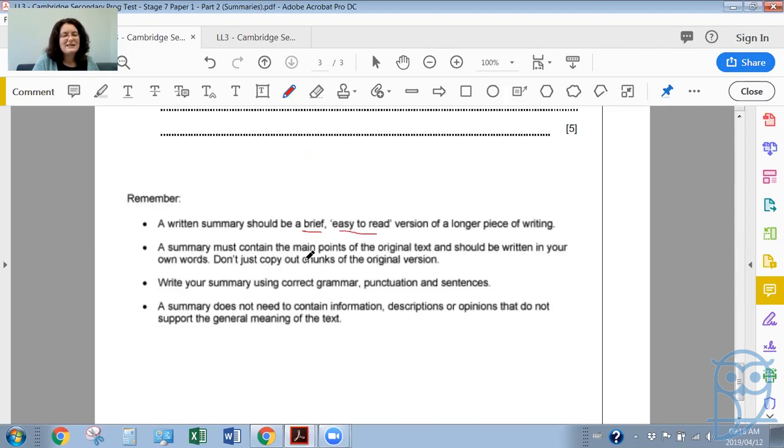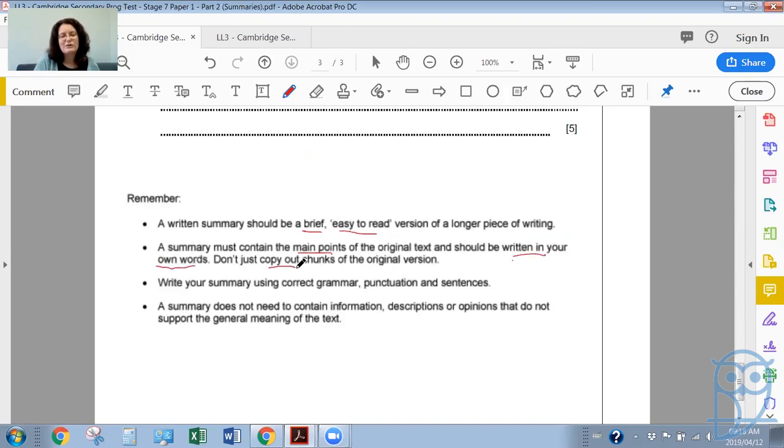A summary must contain the main points of the original text. And this is where close reading comes in. If you have the main points of the text, you can show exactly what you want to discuss just by writing your keywords next to those main points as you go through the extract. But you'll know you'll have 4 or 5 points that you're going to cover from the extract. So a summary must contain the main points of the original text and should be written in your own words.